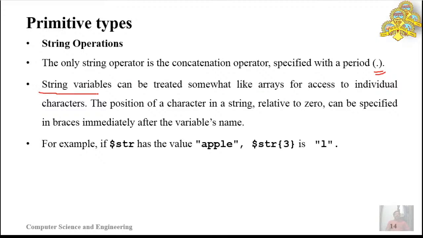Like in C, we can treat string variable as some arrays, and position of a character relative to 0 can be specified by using braces immediately after variable name. For example, if str is a string, that is $str has the value apple, then I can access the fourth character like this. That means $str within pair of braces I will provide the index value as 3 because the initial index here is 0. So fourth index here is 3 and this will be L.